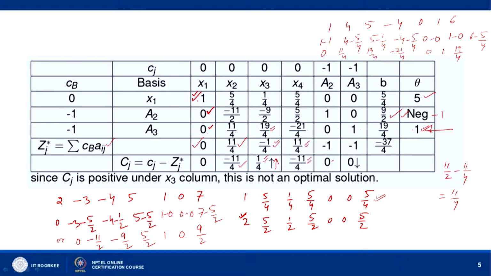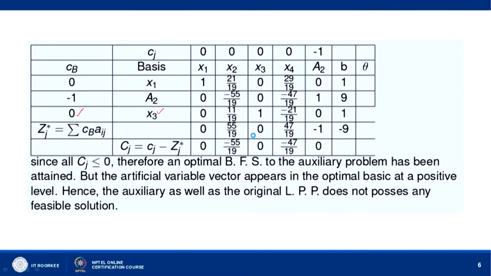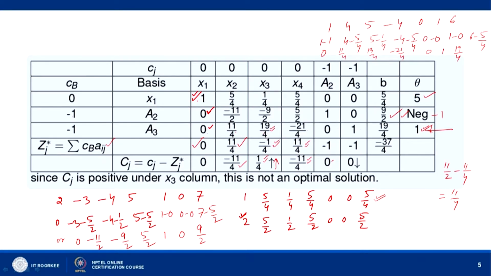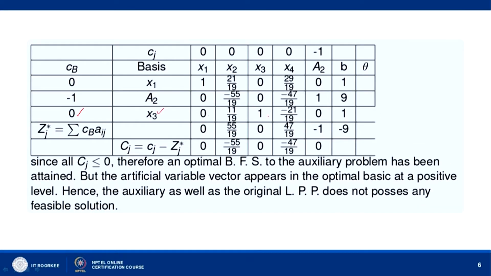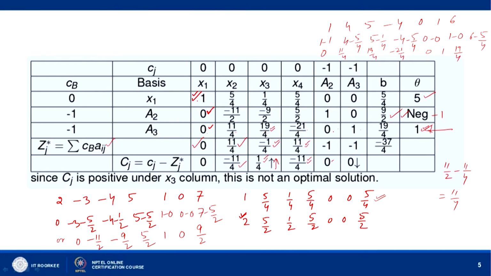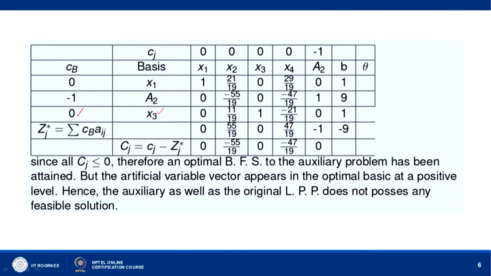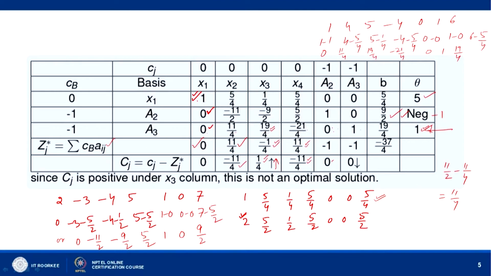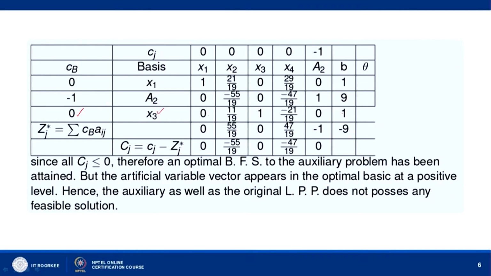So, let us see. The key row, the new row, becomes 0, 11 by 19, 1, minus 21 by 19, 0, 4 by 19. Because A2, A3 is not there, this is no longer there. So, this is 0, then we come to this. 19 by 4 divided by 19 by 4 becomes 1. A3 column is not there.